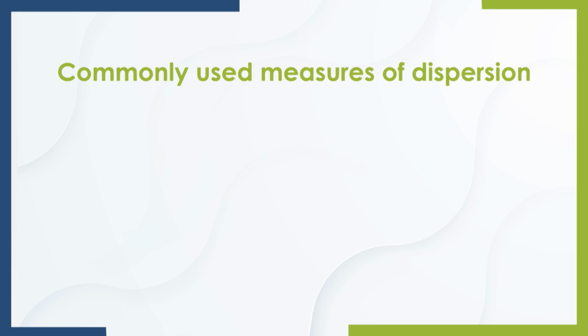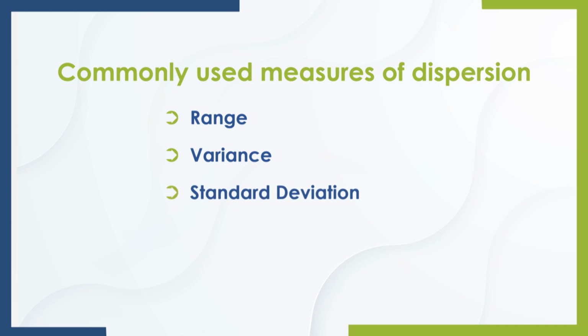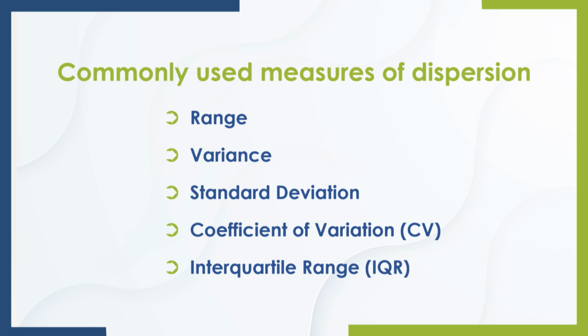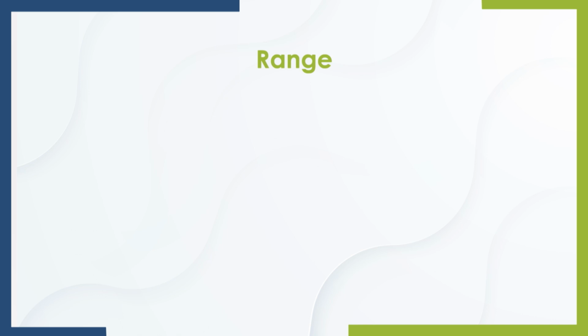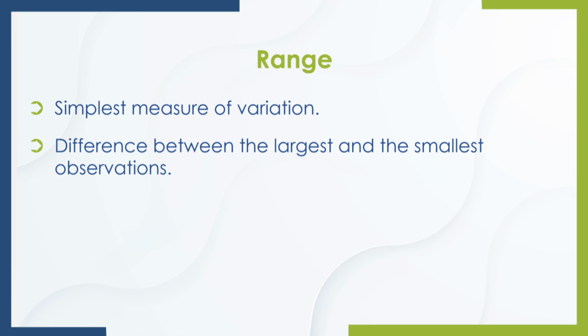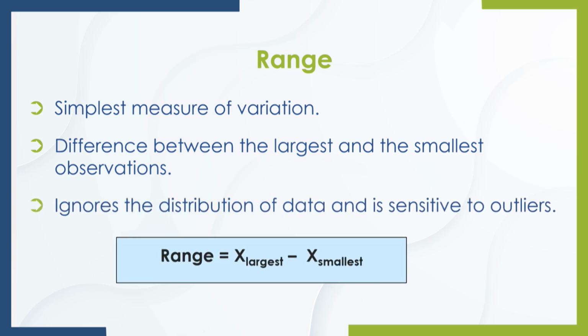Commonly used measures of dispersion: range, variance, standard deviation, coefficient of variation. The last one is the interquartile range, which is denoted by IQR. Range is the simplest measure of variation, the difference between the largest and the smallest observations. It ignores the distribution of the data and is sensitive to outliers. Range equals x largest value minus x smallest value, which is one of the simplest measures of dispersion.